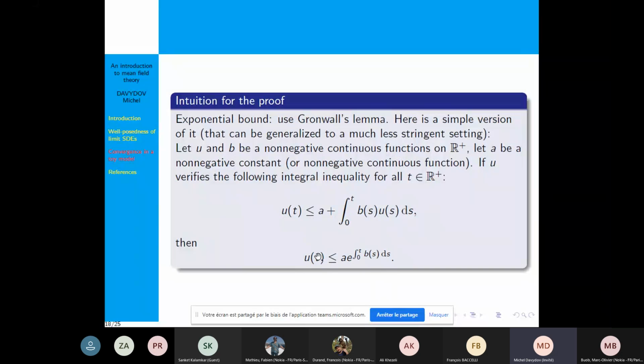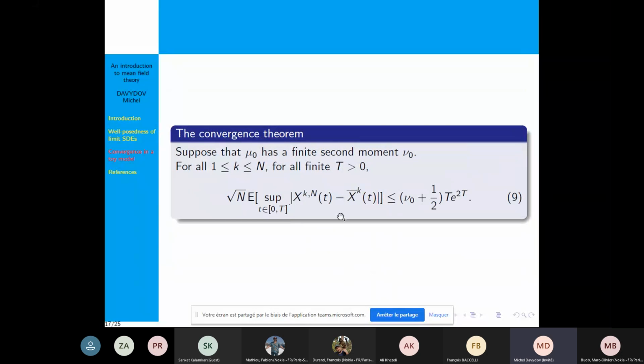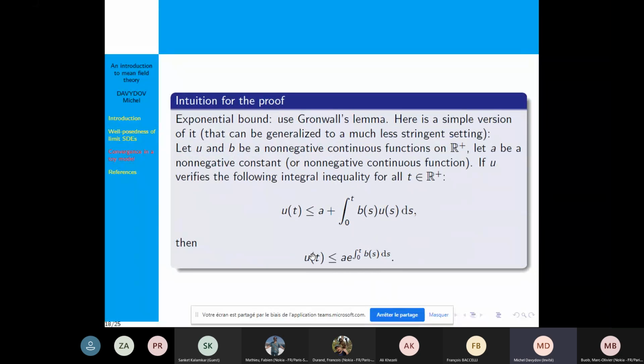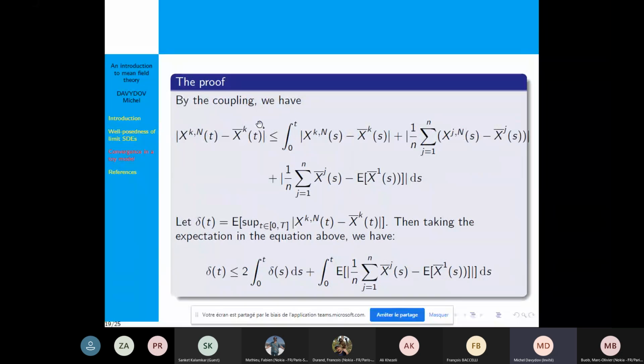So the intuition is that if you can bound the difference here by something like this, then you're going to get a bound like this. And if your a is in 1 over square root of n, then you'll get the desired result. This is exactly what we'll do. By the coupling, when we take the difference of the two equations, we can bound it like this, because thanks to the coupling, which was the main reason for introducing that argument, there is no longer any term of the initial conditions and no longer a term of the Brownian motion.